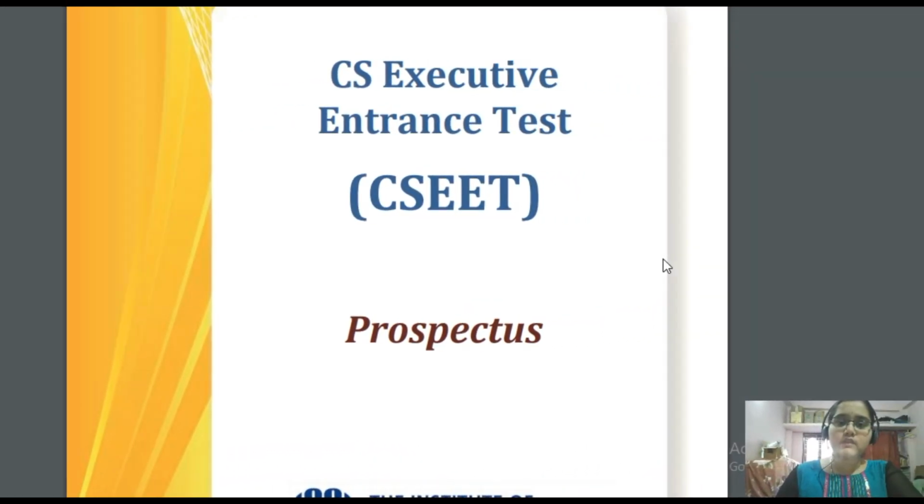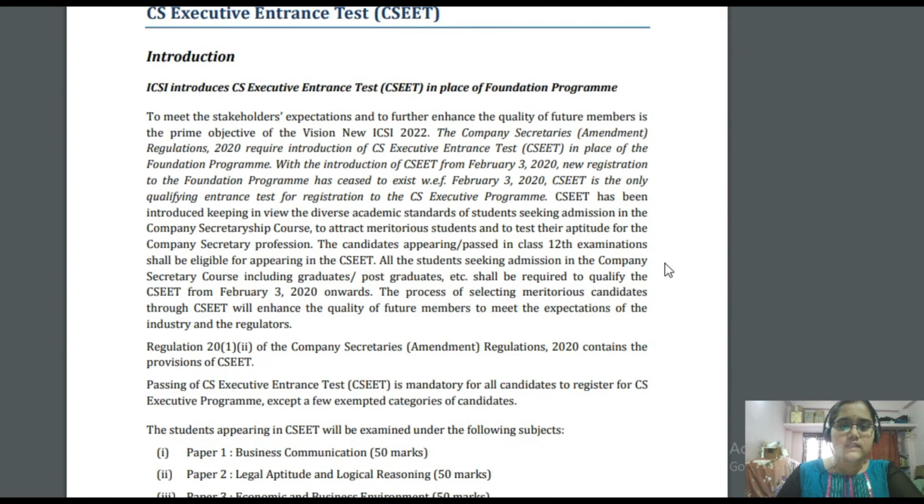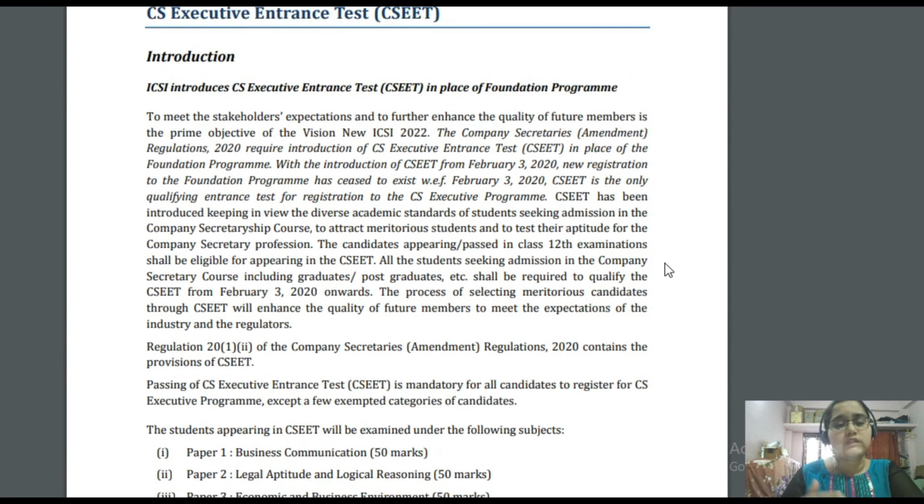So friends, we know that these new amendments regarding the CS Executive Entrance Test have been applicable from 3rd February 2020, right? So the thing here is that now the CS Foundation is not in existence. So only those students who have registered before 3rd February 2020 for the CS Foundation course can give the CS Foundation examination. But from now, whoever wants to enter into the CS course must give the CSEET test, right?